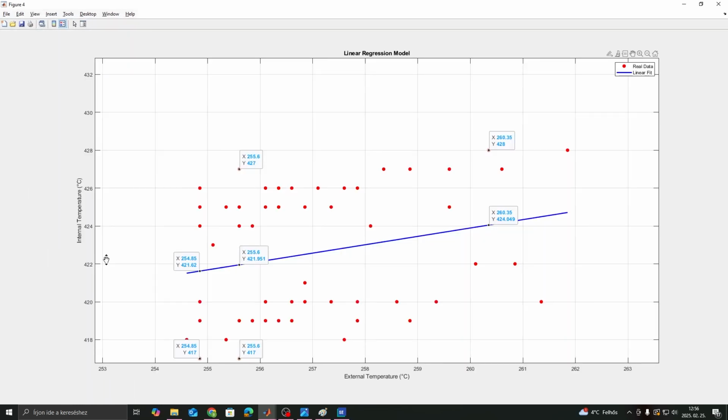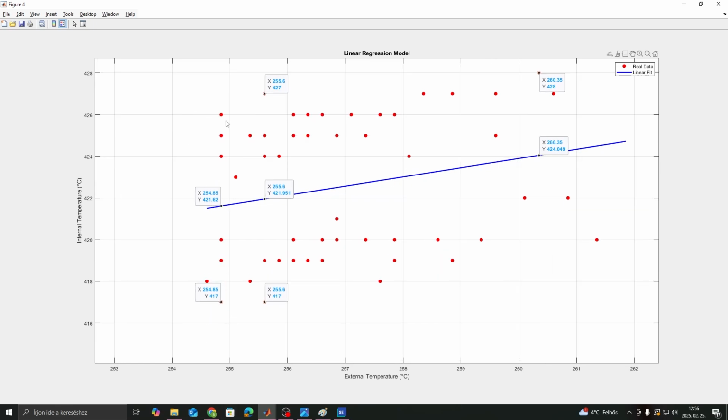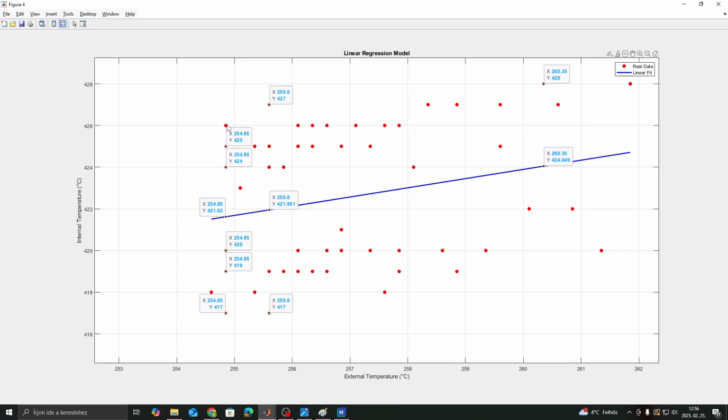Basically these are the inside temperatures based on the outside temperatures, and as you can see, there are multiple. So if we have 255-ish outside temp, that can mean we have 419, 420, 424, 425, and even 426 in terms of temperature. And thus we have a range of 10 degrees Celsius based on a single input of outside temperature.